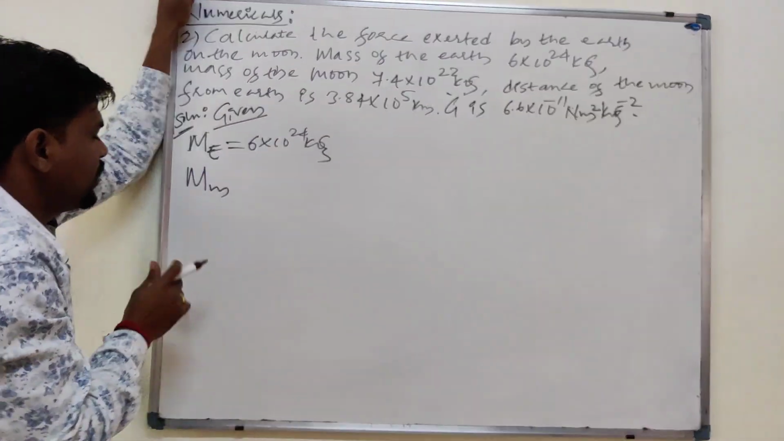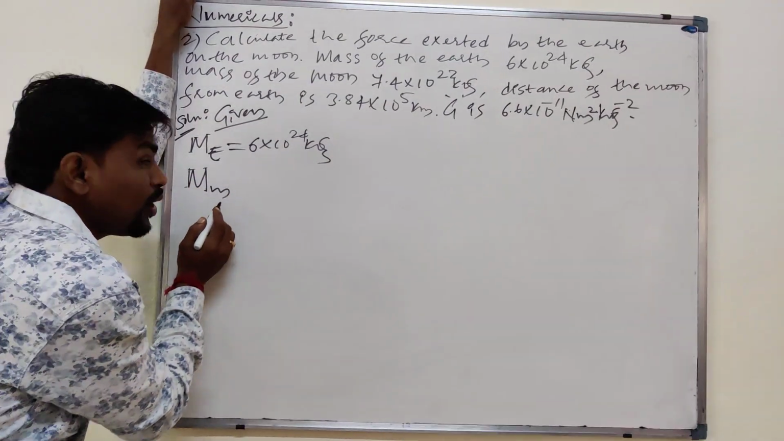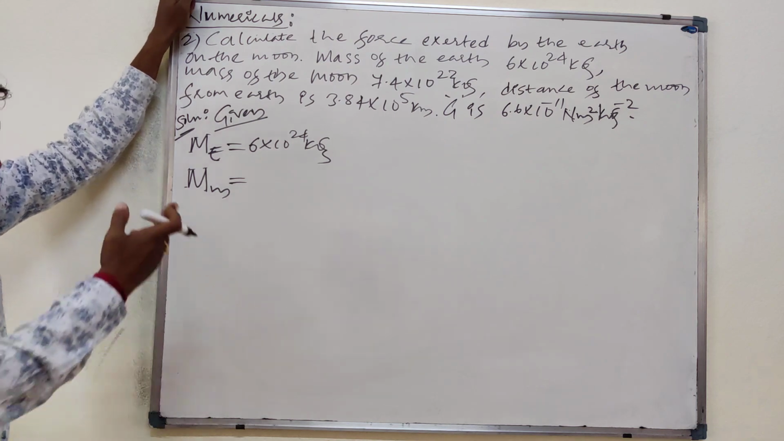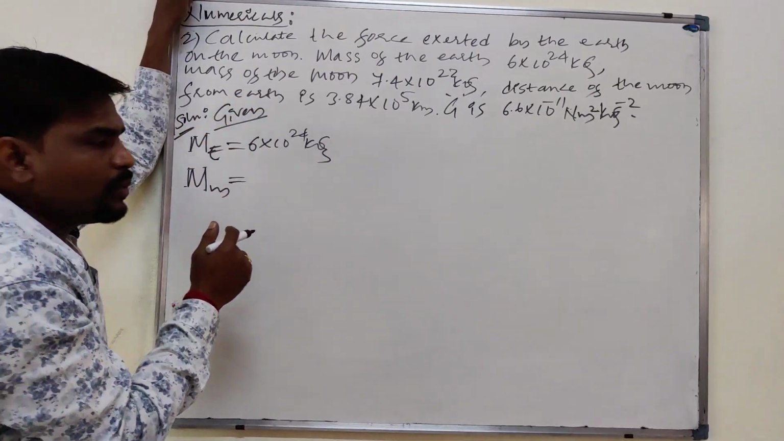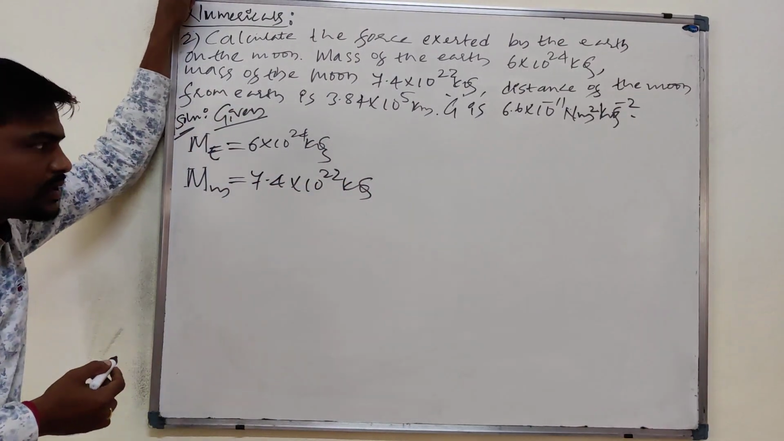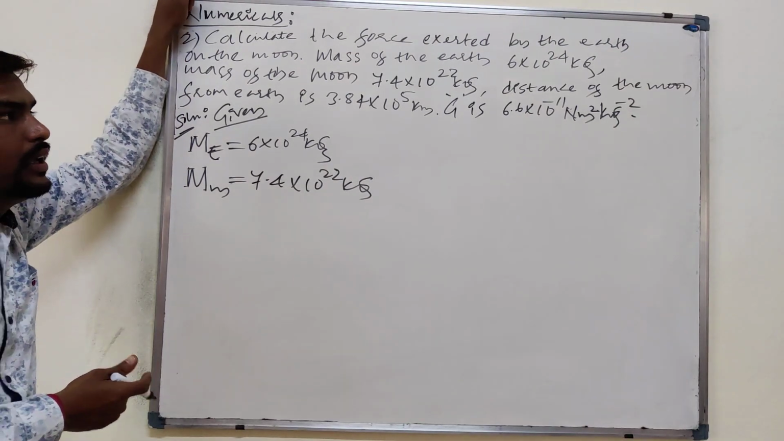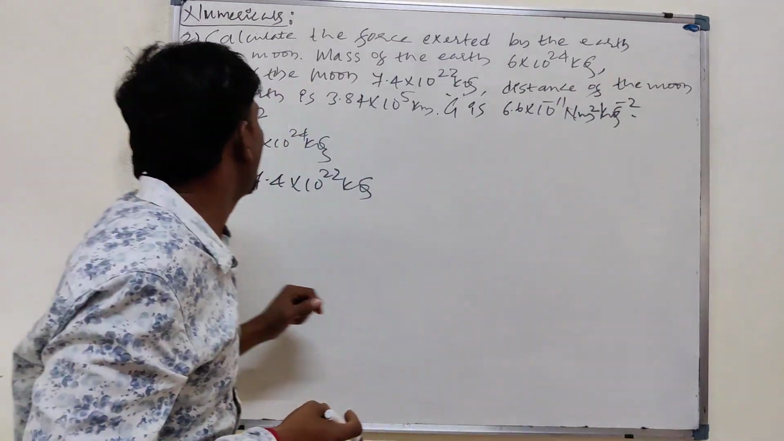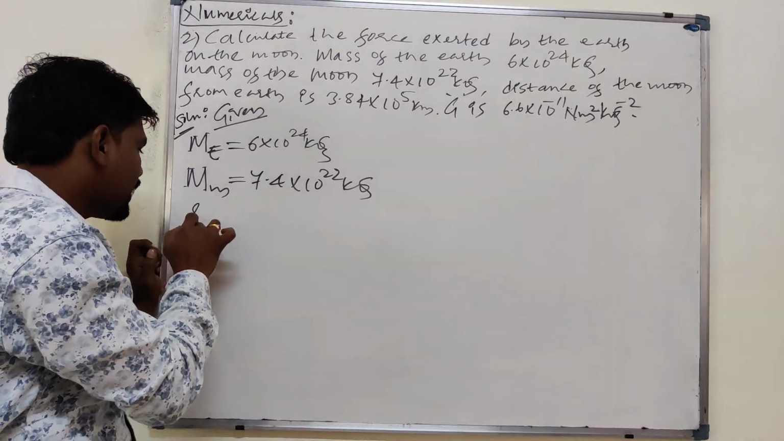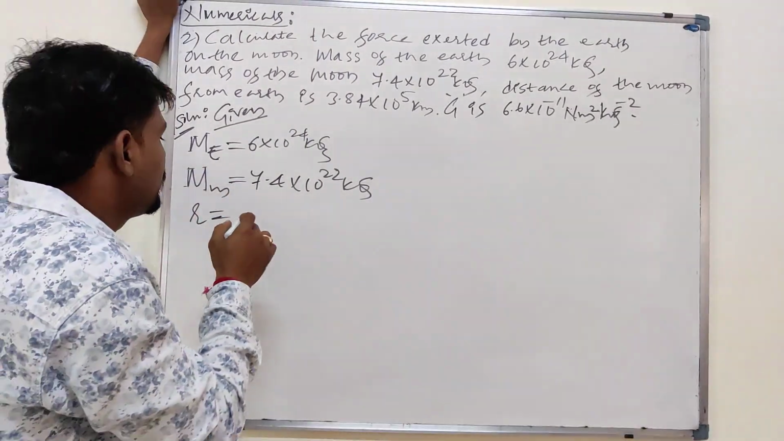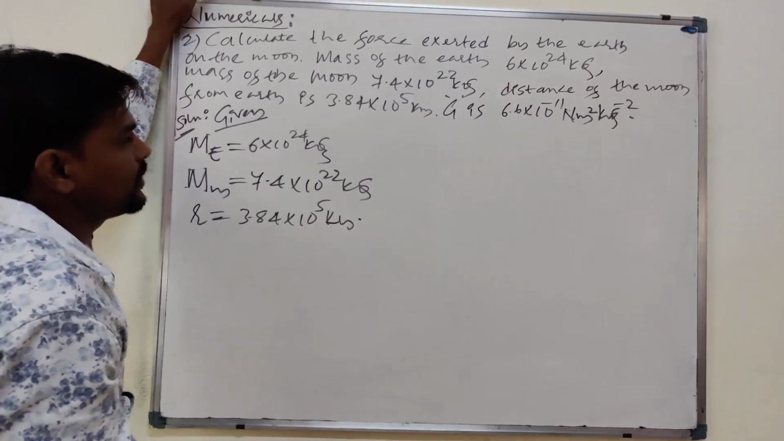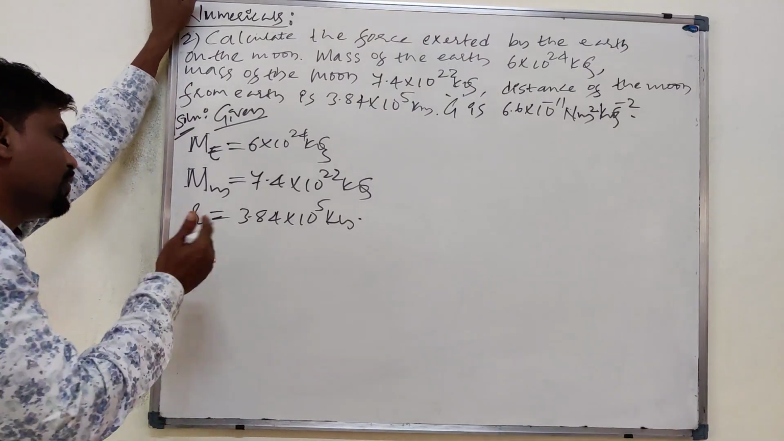Mass of moon, capital M, small m for moon. Yes, 7.4 into 10 raised to 22 kgs. Right. So here, let's see the distance of the moon from the earth. So is there a distance between those two masses? So then, can I write R is equal to how much that is? 3.84 into 10 raised to 5 kilometer.